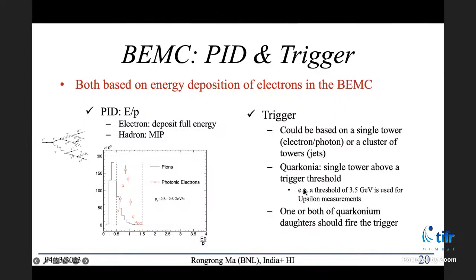On the right-hand side, this is the trigger. As I said earlier, we want to trigger on quarkonium because it is produced very rarely. It can be based on a single tower, what we call the high tower trigger. This is basically to trigger on a single electron or photon, or on a cluster of towers, which is usually used for jet measurements and is not used here. As I mentioned, the quarkonium trigger is based on a single tower above a certain threshold. For the result I'm going to show later, the threshold is about 3.5 GeV for the upsilon measurement. We also require either one or both of the quarkonium daughter electrons to fire the trigger, such that you can correctly assess the trigger bias.